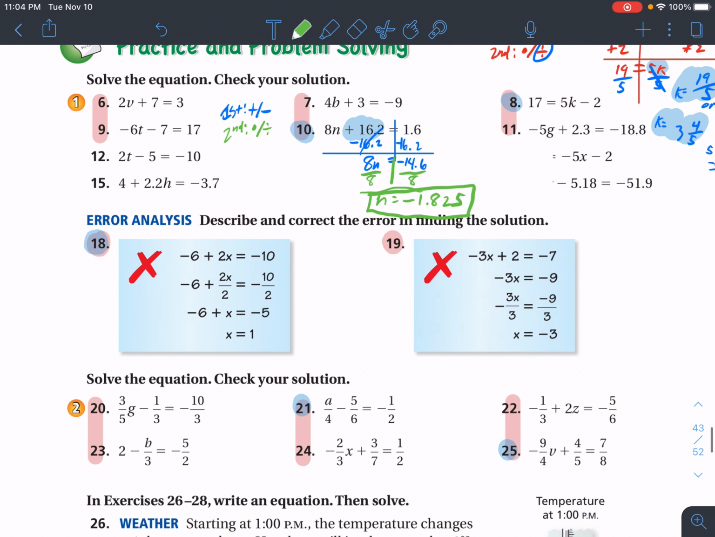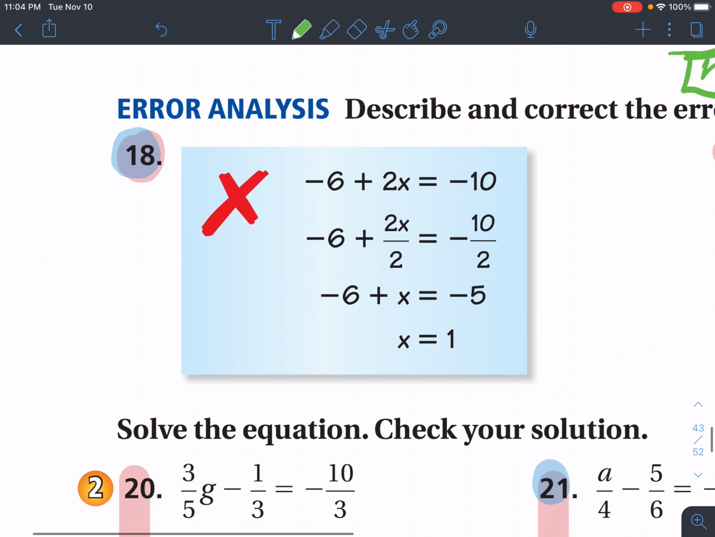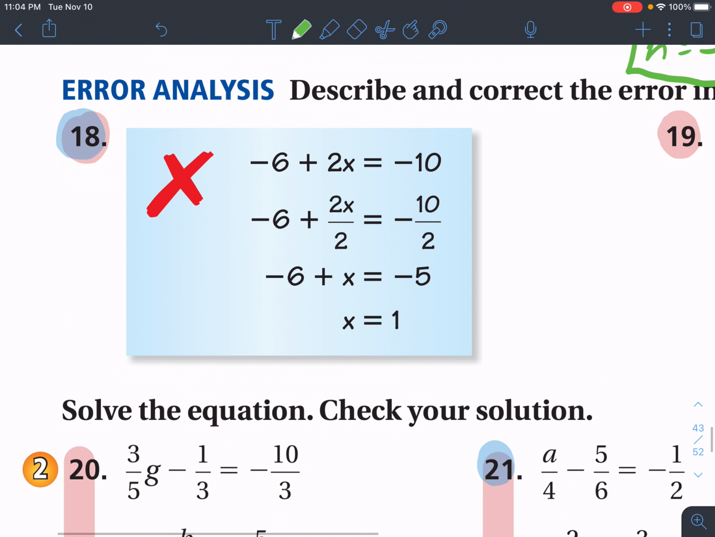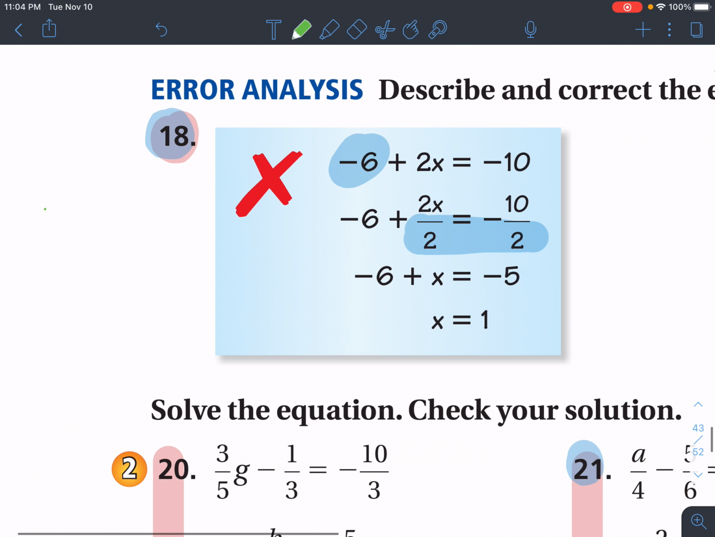So for part B, I'm going to talk about number 18. I don't know the choices that they have on big ideas, but I'm going to pay attention to my steps here. Remember, the first thing I want to do is get rid of that 16. It looks like they divided by 2 here. So the mistake was that they divided by 2.